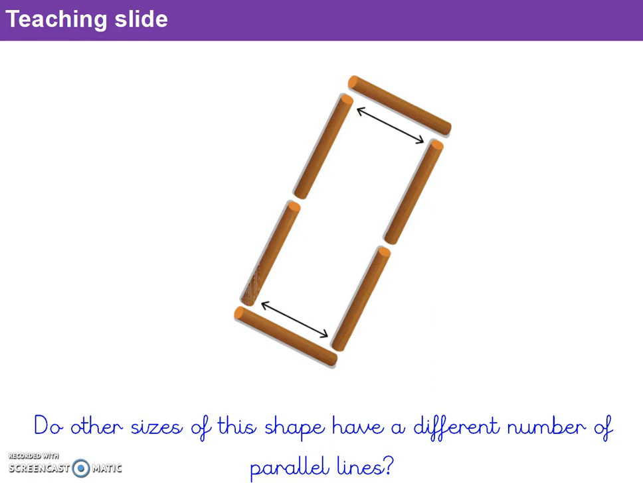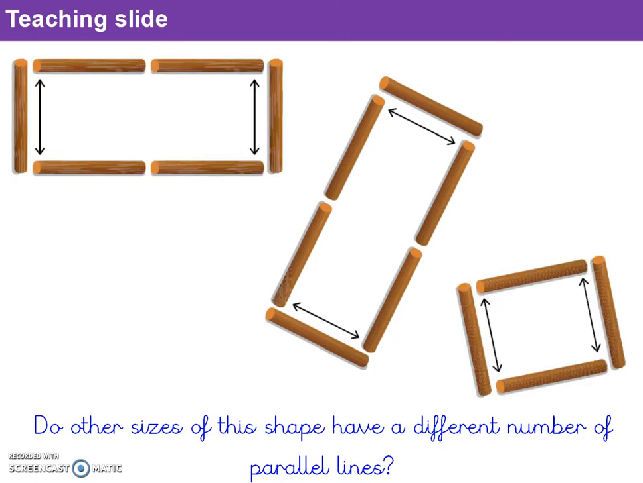This one is 2 units high by 1 unit wide, and again you can see that my horizontal lines are still parallel, so they're still an equal distance apart all the time. And you can see that my vertical lines are parallel as well, always remaining exactly the same distance apart. So we can see that with a quadrilateral like this, a four-sided shape, we're always going to have two pairs of parallel sides. So in answer to question 1b, do other sizes of this shape have a different number of parallel lines? Well, if we're creating a rectangle or a square, then we will always have two pairs of parallel lines.